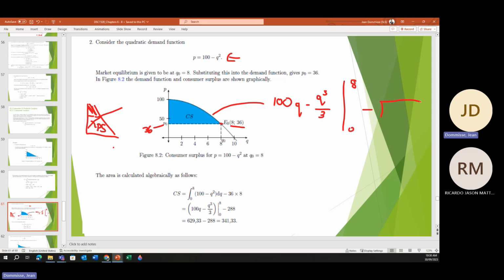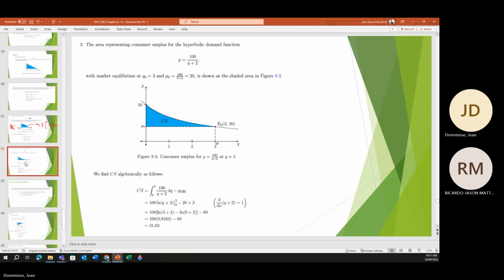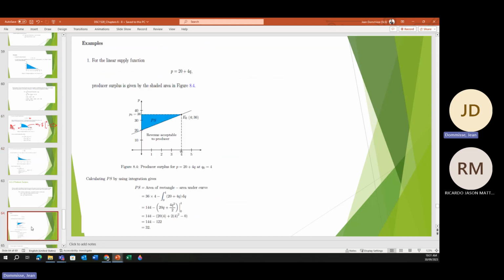I normally do it just to show it. I need to subtract that square from that function, because that is the part that I need to take out. So that was the 36 times the 8. Okay, so when we do consumer surplus, just like we did with the linear equations, remember, we're only looking for that part above the equilibrium. So obviously then the opposite is also true.